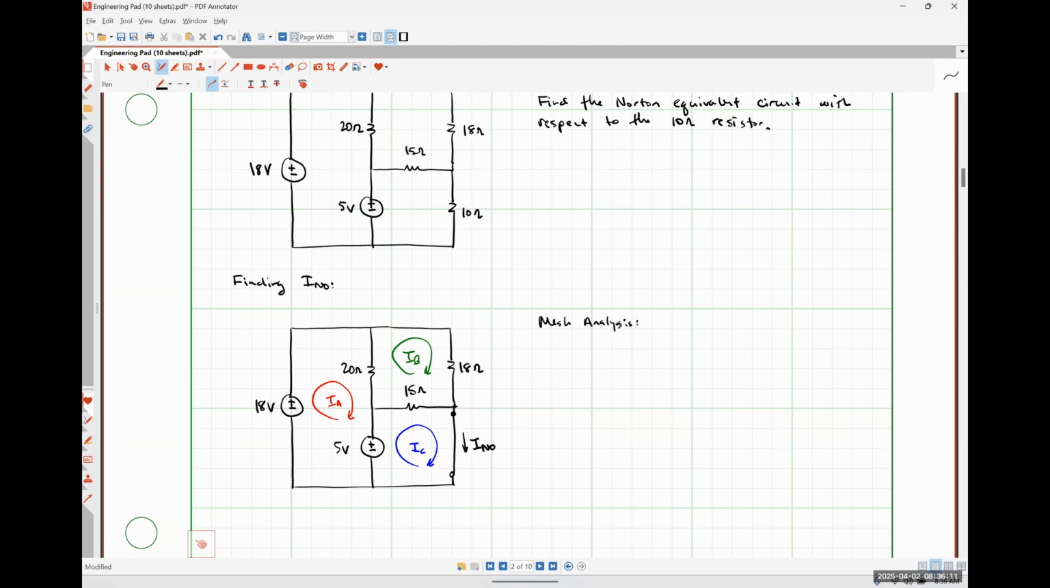So mesh analysis. We've already defined our meshes. We don't have any controlling variables. We don't have any current sources, so we don't have any super meshes. So it's literally just going to be 3 applications of Kirchhoff's voltage law. One around mesh A, one around mesh B, and one around mesh C. So somebody tell me what my KVL around mesh A is going to look like.